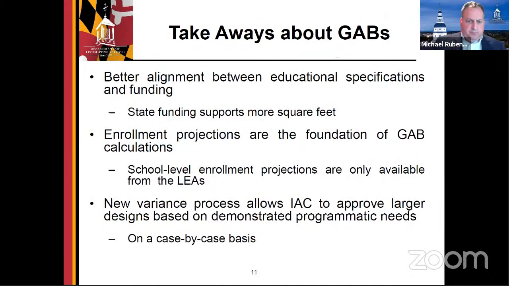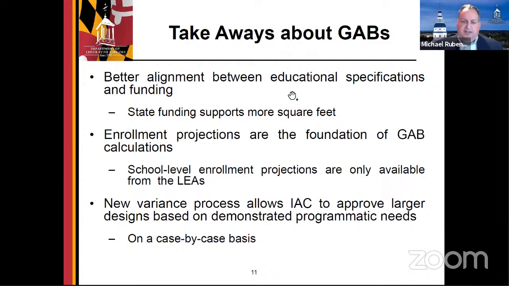Next slide. So what are the takeaways? With the gross area baselines, there is a better alignment between the educational specifications for the school design and the funding for those spaces. The state funding supports more square feet than was previously allowed under the old system. The enrollment projections are the foundation of the GAB calculations, and those projections are only available from the LEAs, except that the IAC makes the final determination based on the data provided by the LEAs. And there is a new variance process that allows the IAC to approve larger designs based on demonstrated programmatic needs. This is done on a case-by-case basis.